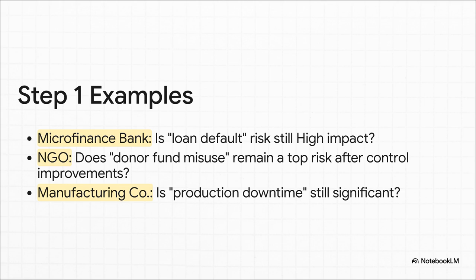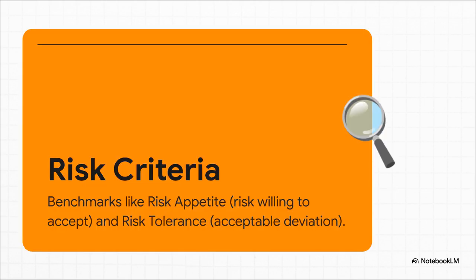And this is all about context. See, a risk isn't just significant on its own. It's all about how it measures up against what the organization is willing to handle. And this is where two really crucial concepts come into play: risk appetite and risk tolerance.